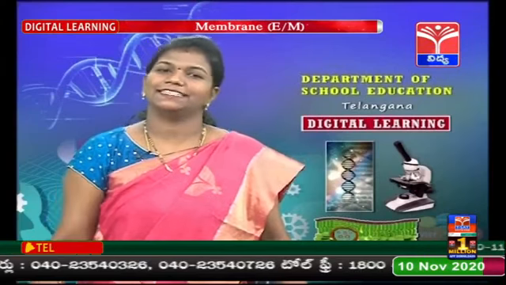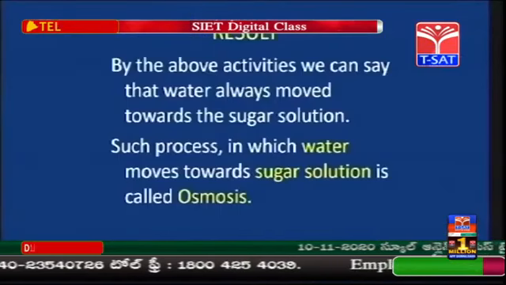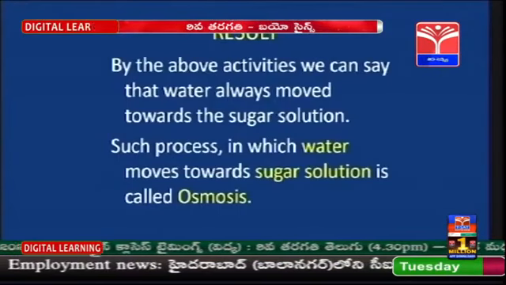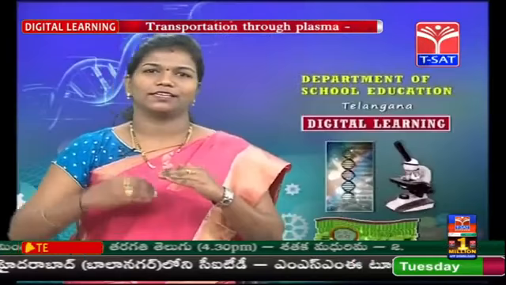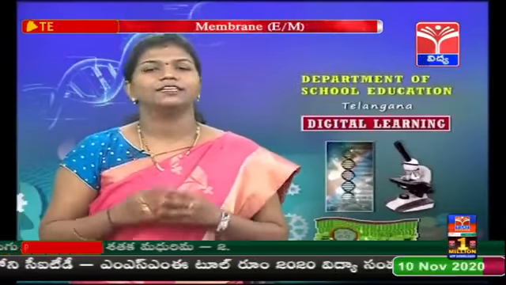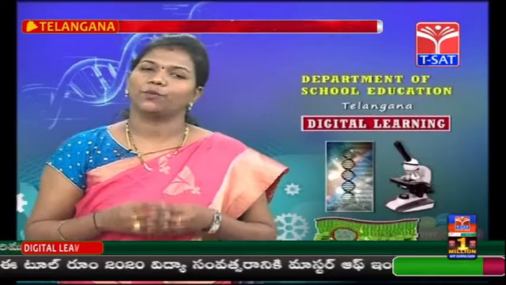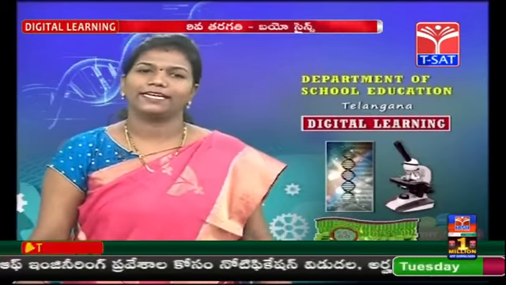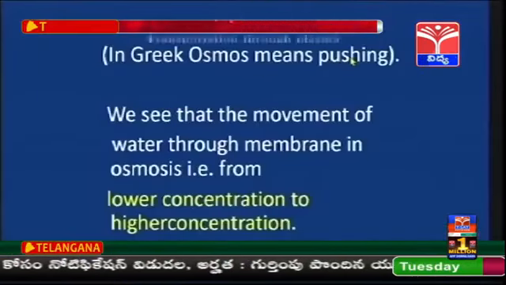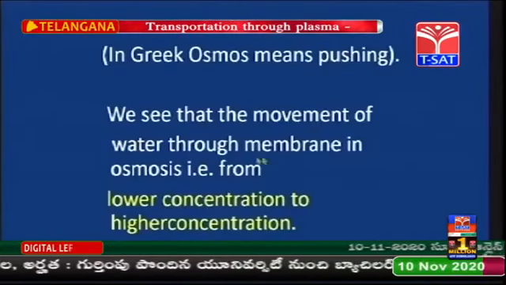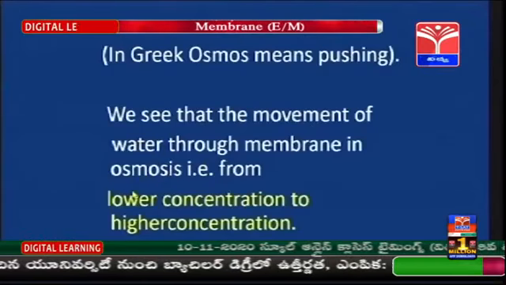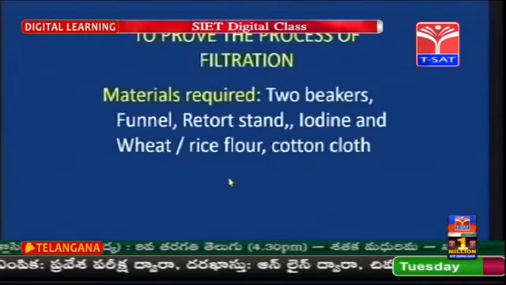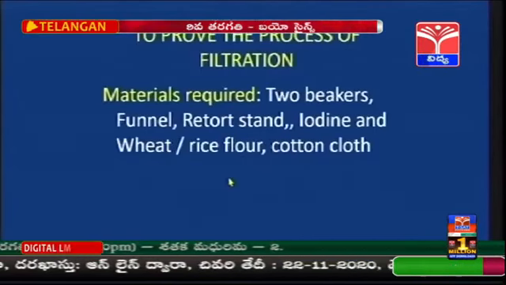So children, let's see the result. By the above activities, we can say that water always moves towards the sugar solution. That means water is moving from lower concentration to higher concentration, right children? Such a process in which water moves towards the sugar solution is called osmosis. In Greek, osmosis means pushing. We can see the movement of water through the membrane in which osmosis took place, from lower concentration to higher concentration. So children, let's do the other activity to prove the process of filtration.